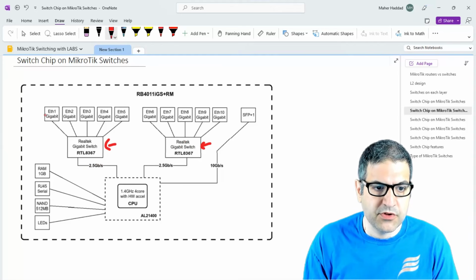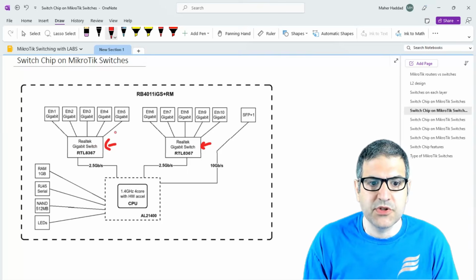You can see that ports from 1 to 5 are connected to one switch chip, and ports from 6 to 10 are connected to another switch chip. Meaning that if port Ethernet 1 wants to reach Ethernet 2, it goes to the switch chip and is sent directly without going to the CPU. The same goes for 6 to 7.